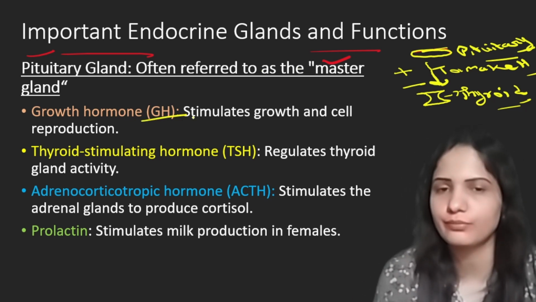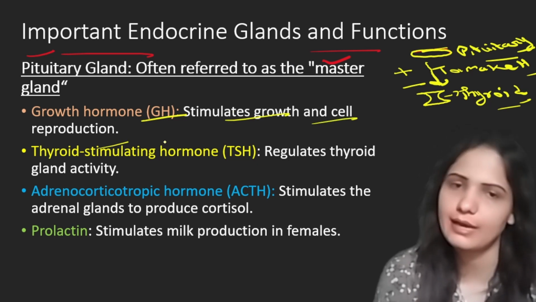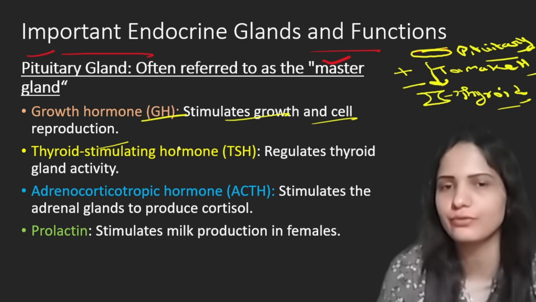Here we have growth hormone. Growth hormone stimulates growth and cell reproduction. This we have read, that it is responsible for human growth, for height.